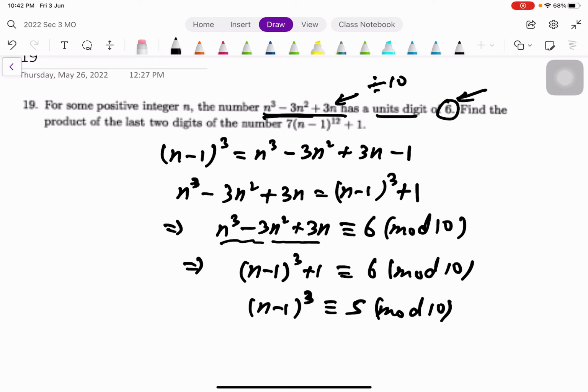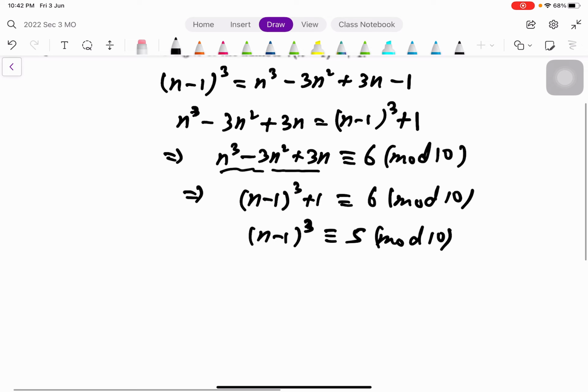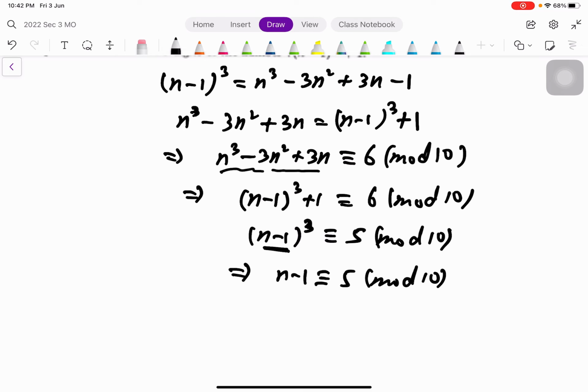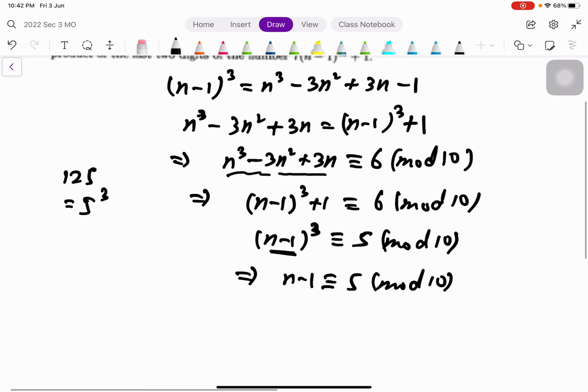Right? Therefore, what does it mean? That means, can you see that (n minus 1) cubed gives you a remainder of 5? That means actually, n minus 1 itself is actually 5 modulo 10, right? Because take for example, 125. 125 is equal to 5 cubed, right? And can you see that 5 cubed when divided by 10 will give you 5? Because 5 cubed is equal to 125, right?